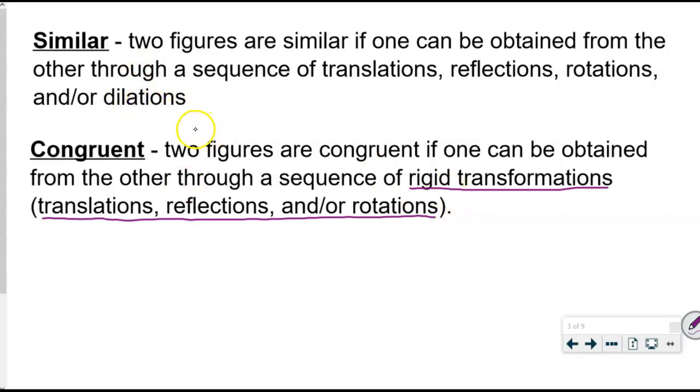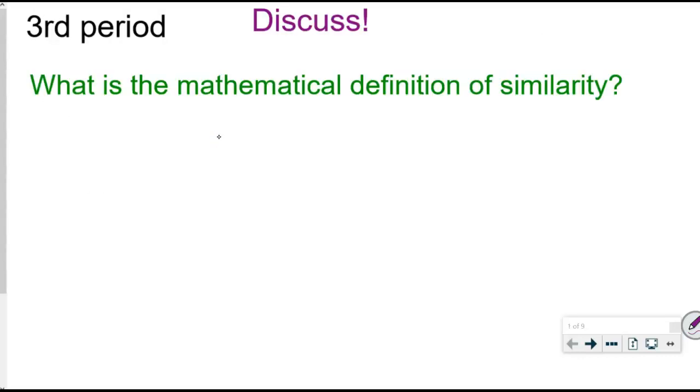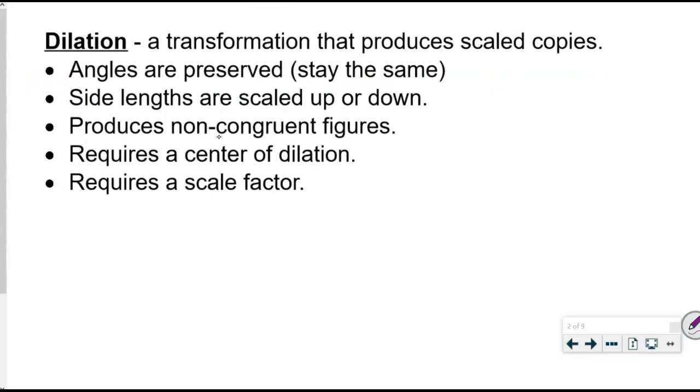Rigid transformations will keep all of the properties. Dilations, yes, the angles, as we saw here, are preserved, they stay the same, but the side lengths are scaled up or scaled down, and they are non-congruent figures. So dilations are a non-rigid transformation. Now, let's continue on to 9.2f.